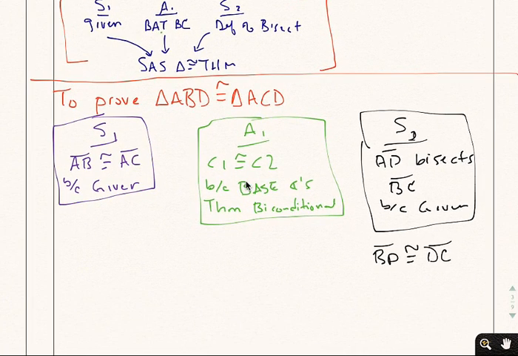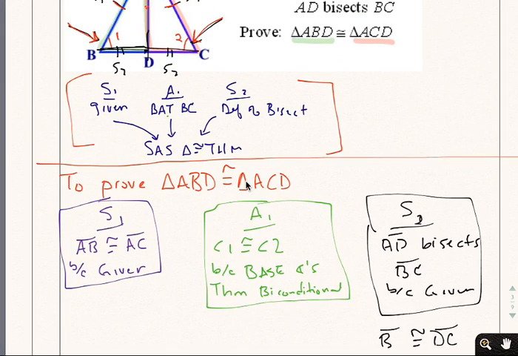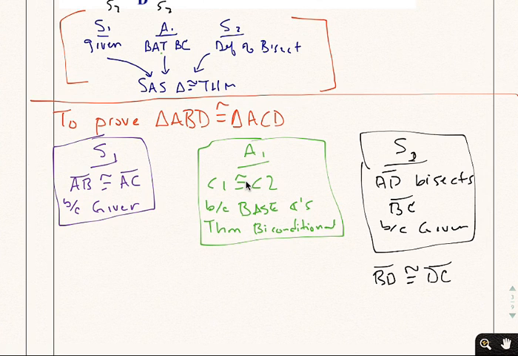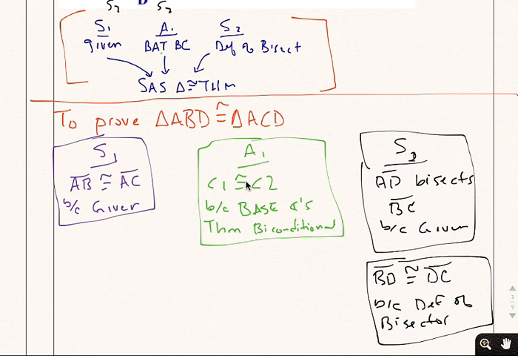And that's because, man, look at that, that's just having a rough go of it tonight. Okay. BD, and that's going to be because of the definition of bisector. Now, being a flow proof, this statement leads directly from that statement, so I'll put an arrow.